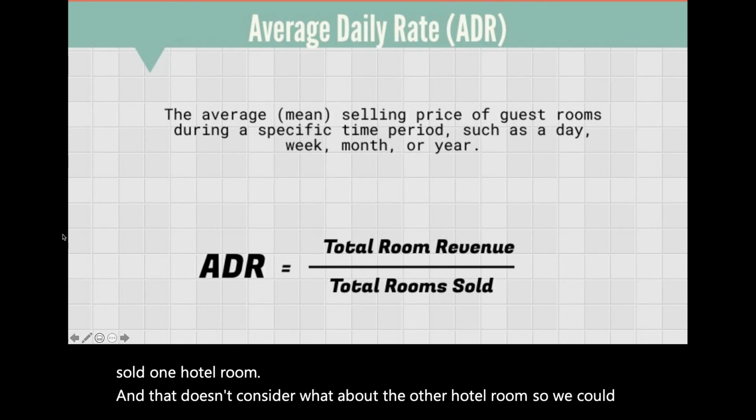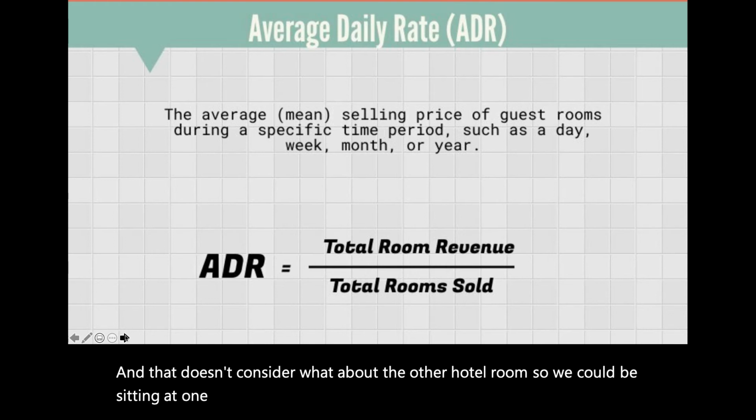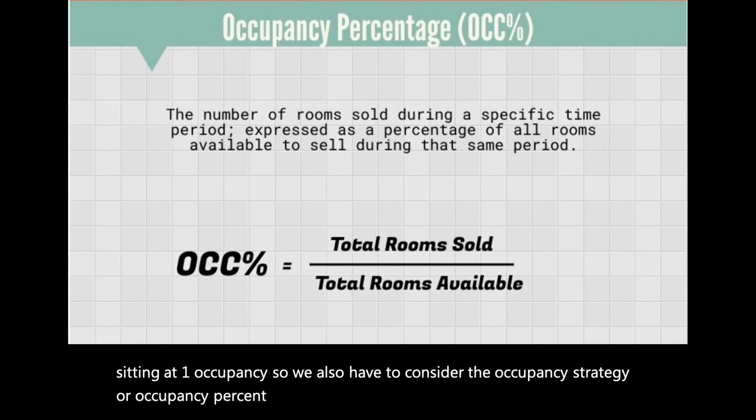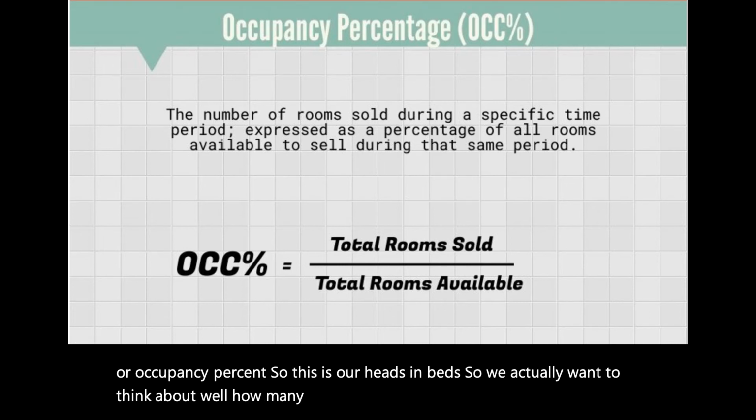So we also have to consider the occupancy strategy, or occupancy percent. So this is our heads and beds. We actually want to think about, well, how many hotel rooms are we actually selling? So now we take our total rooms sold divided by the total rooms available.